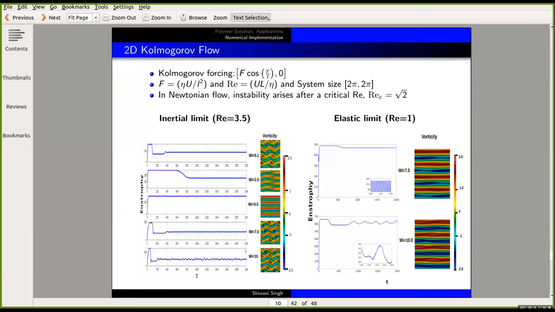Now we consider the other case, which is Reynolds 1. At this Reynolds number, there should be no instabilities in the flow. But in the presence of polymer at Weissenberg number 7.5, we start to see wave-like instabilities, and their magnitude grows as we further increase the Weissenberg number.